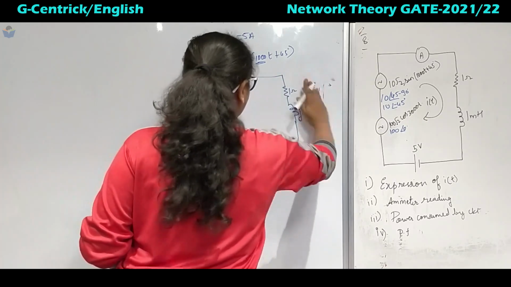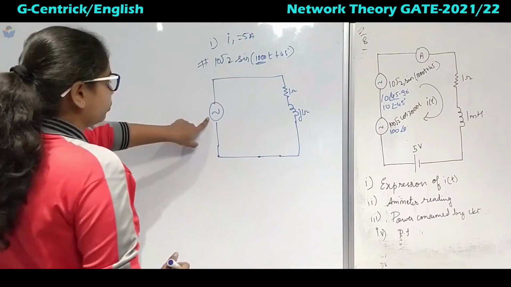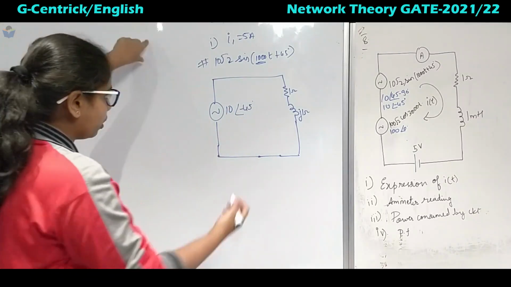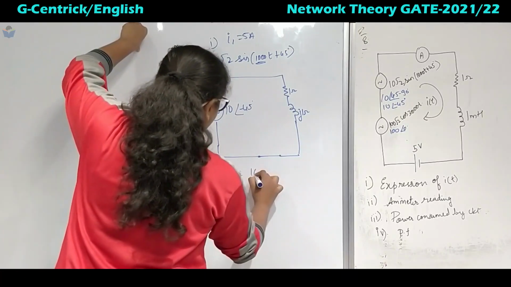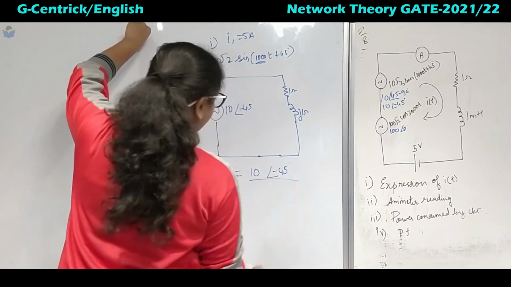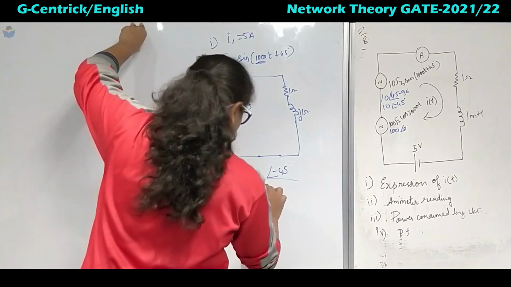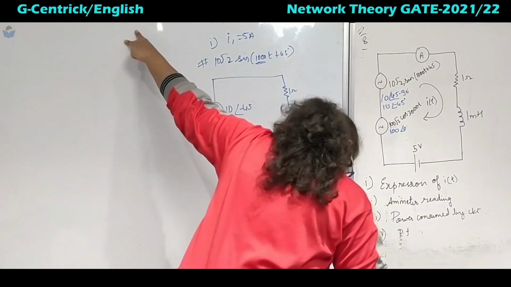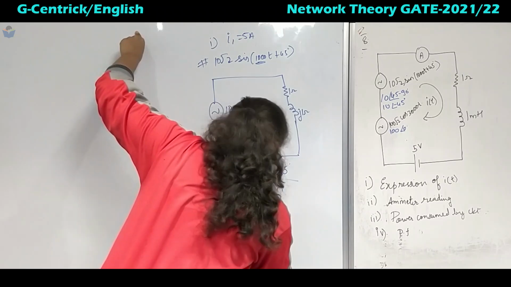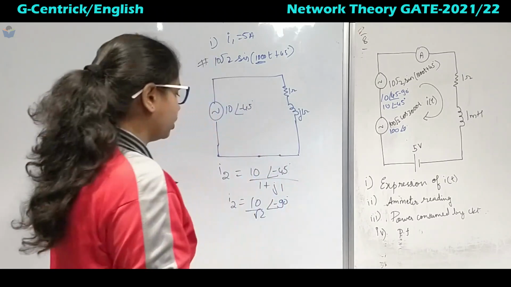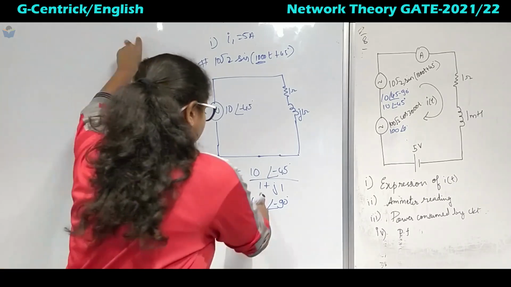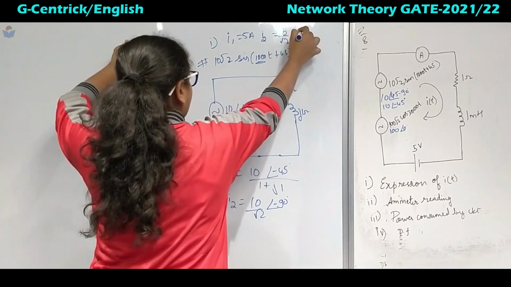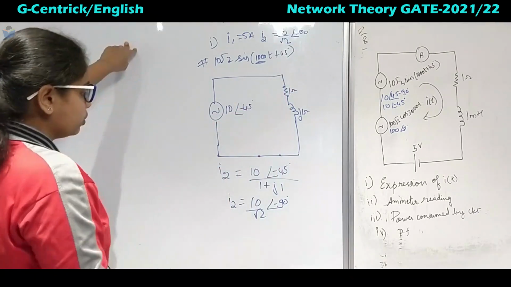Now we have this one. What is the value of this? It is 10 angle minus 45 degrees. Now I will take the I2: 10 angle minus 45 degrees over total impedance, that is 1 plus J1. So this I2 value comes out to be 10 by root 2 angle minus 90 degrees. Okay, I'll write it here: I2 is equal to 10 by root 2 angle minus 90 degrees. This is how you calculate.